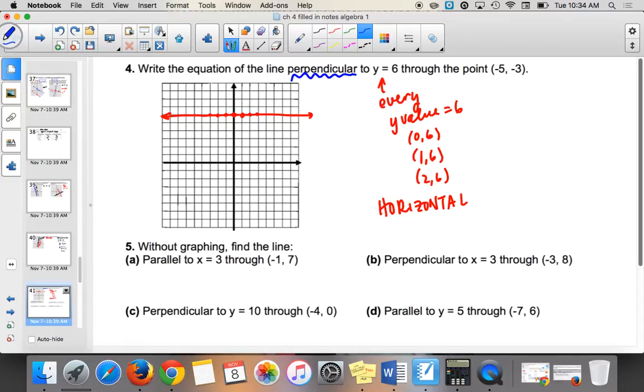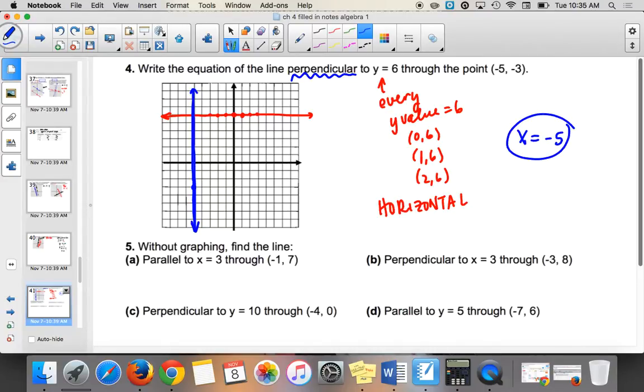So it has to be a vertical line, and we're going through the point -5, -3. So 1, 2, 3, 4, 5, 1, 2, 3, done. I'm in the 3rd quadrant. If I'm going to be a vertical line going through that point, is it x equals? Is it y equals? It's x equals, right? And what's the x value for each of those points? -5.